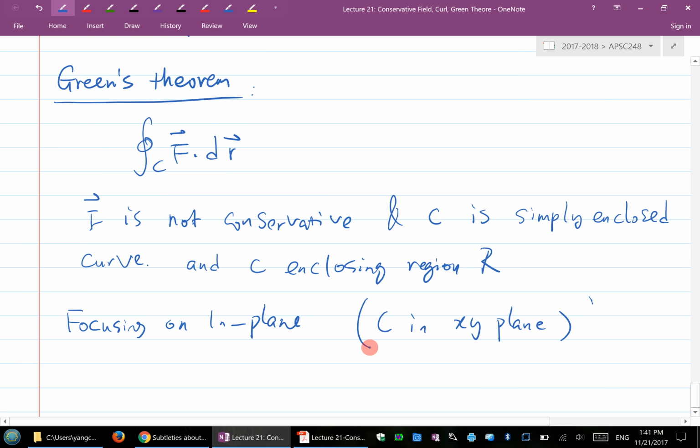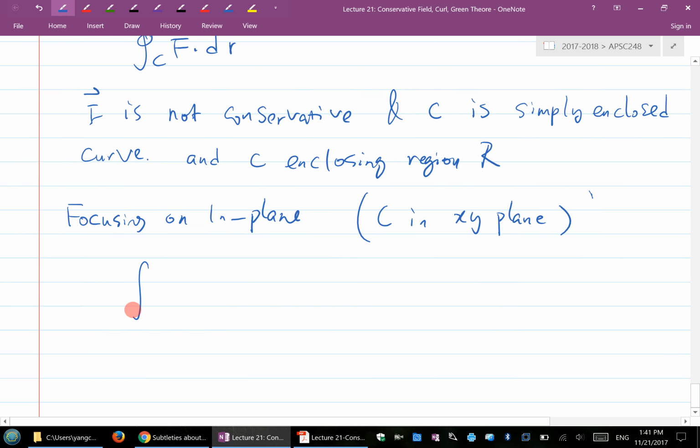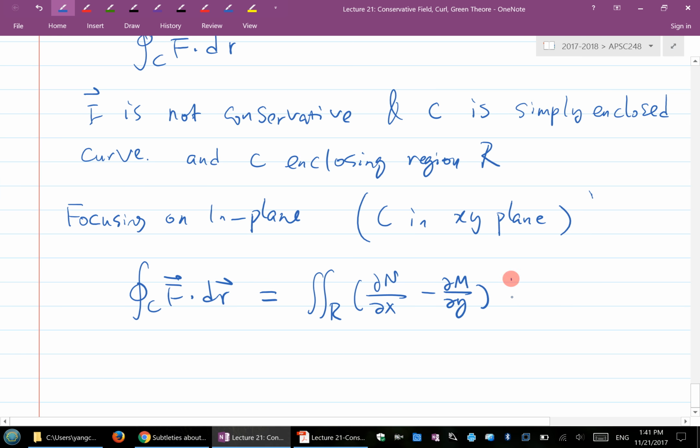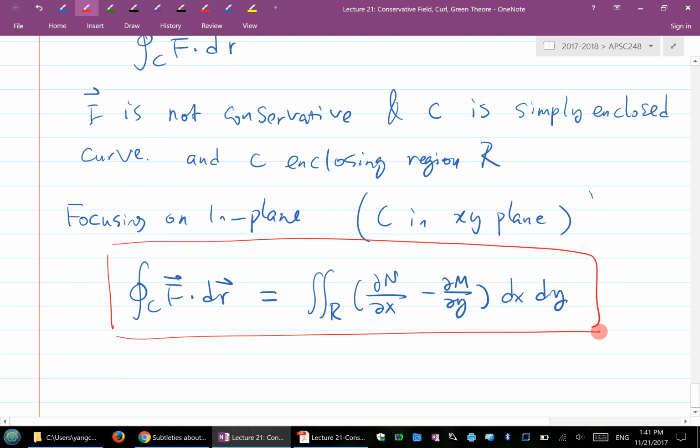For this situation, if we are going to evaluate this vector line integral, we have an alternative approach given by Green's theorem, and it can be evaluated by the right side over here. Now this is your Green's theorem. It's one formula that tells you how to evaluate this vector line integral.